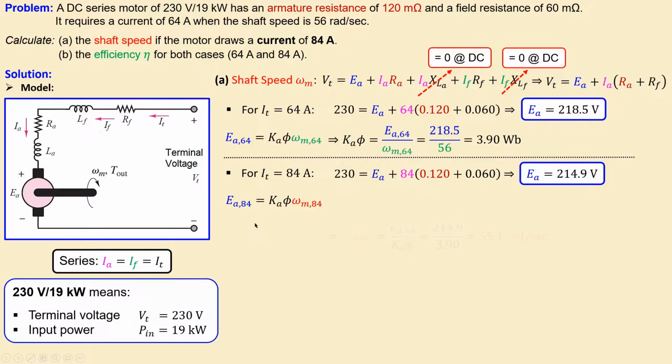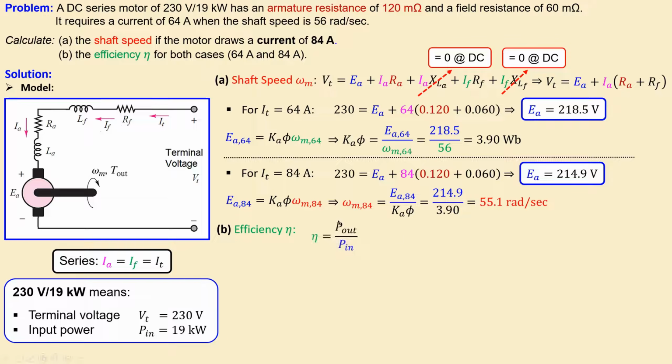Alright, now we can move on again using this formula, and specifically for 84 amps, again specified here in the subscript. I can also use the motor constant, which won't change, so it's still 3.9. If I now substitute the values for the back EMF and the motor constant, I will get 55.1 radians per second. And that's actually the answer to question A. This is the shaft speed for 84 amps. So by increasing the current, you will decrease your shaft speed. It's actually shown here.